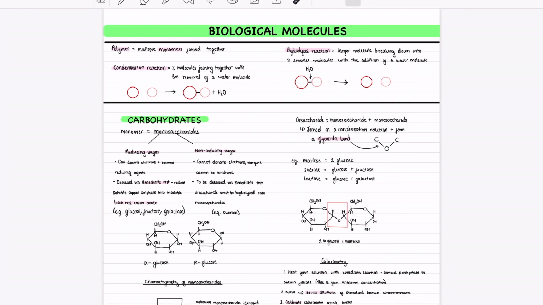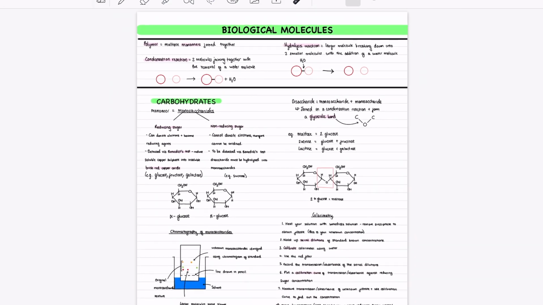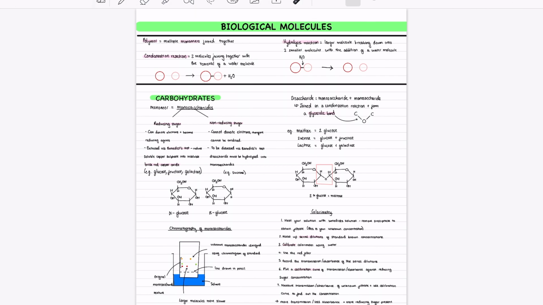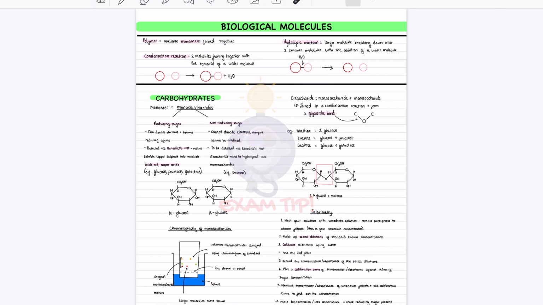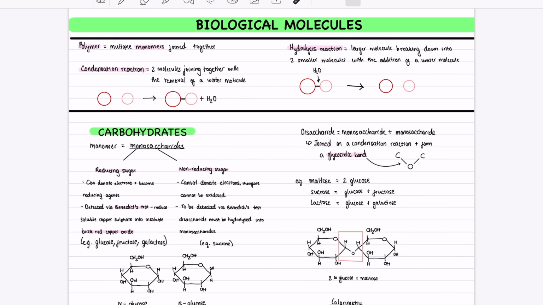This video, we will be going over carbohydrates within the biological molecules topic. The important thing to learn in biological molecules is what the monomer is, what the polymer is, and what the bond is called that connects these monomers together. So a polymer is multiple monomers joined together.